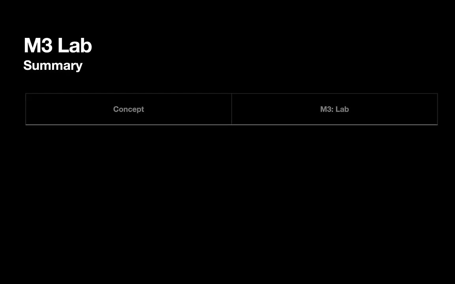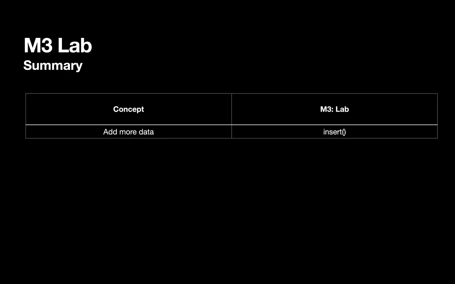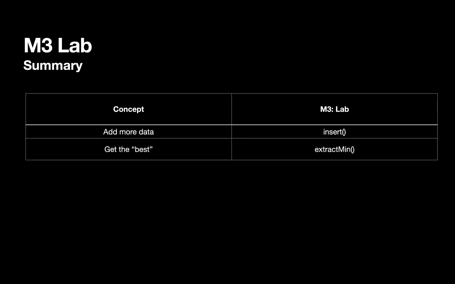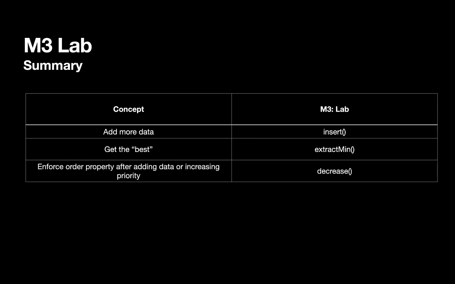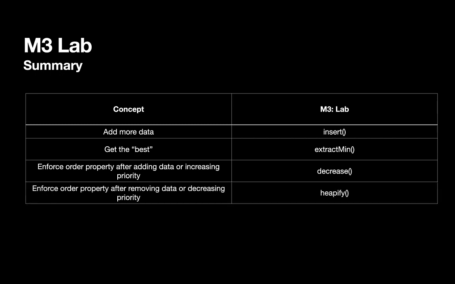Okay, so the big takeaway here for the lab, a basic summary. There are several concepts and the lab uses terms for those specific concepts. Adding more data is insert. Getting the best item is going to be handled by extract min. Enforcing the order property after adding data or increasing the priority of an existing item will be handled by a method called decrease. Enforcing the order property after removing data or decreasing priority would be done with heapify.